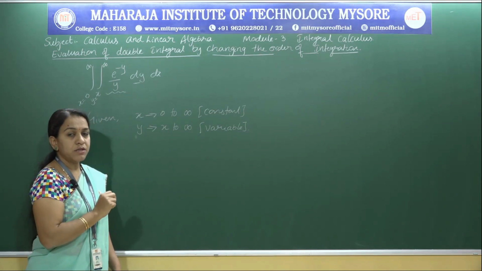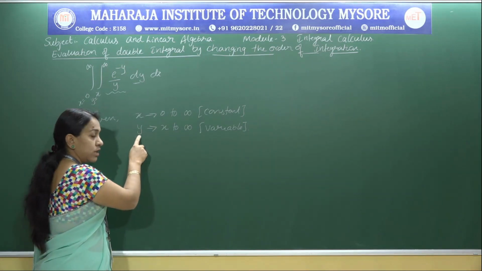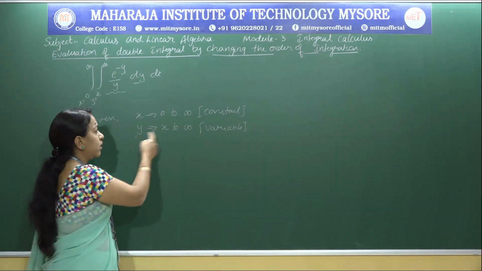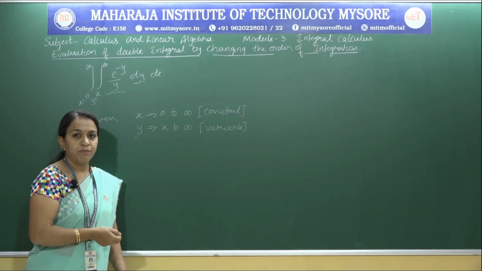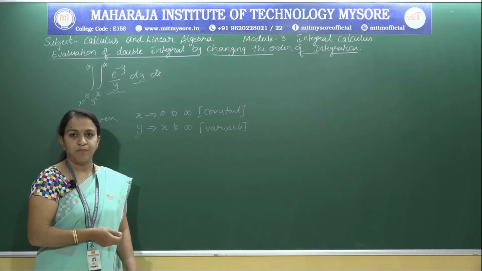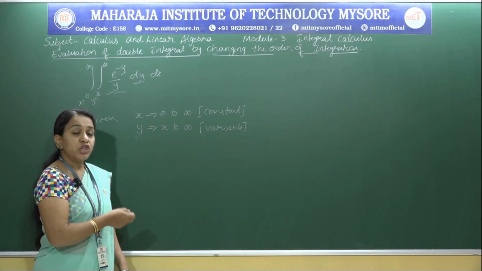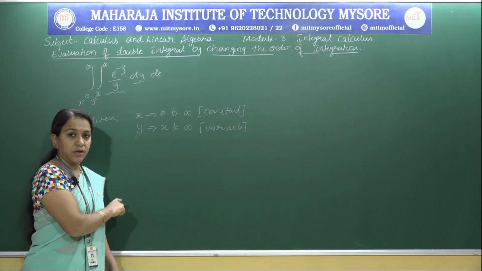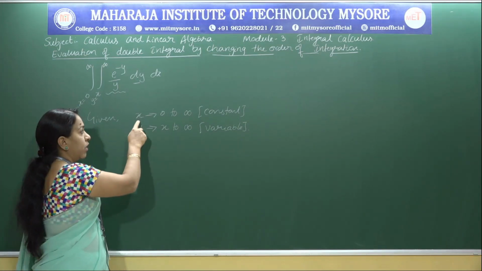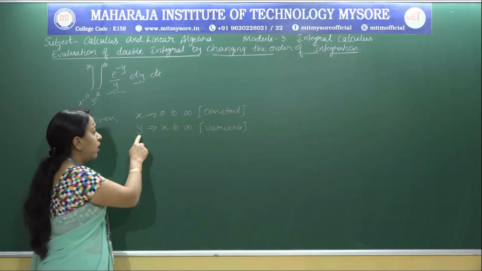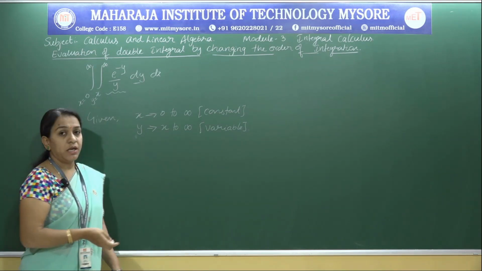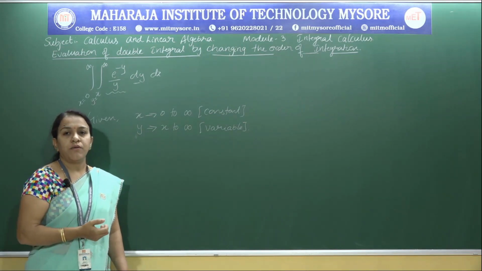By changing the order, we are going to change y to a constant limit and x to a variable limit. That can be done by representing the given curve in a coordinate plane and obtaining a bounded region. In that bounded region, we know how to get the limit of x and y. So, once we represent the curve in a coordinate plane, we should consider x as a variable limit and y as a constant limit. Then it is easy to evaluate the given double integral. That is why we change the order of integration.